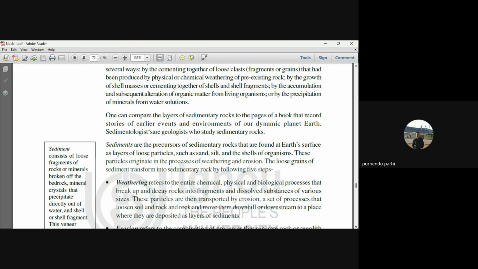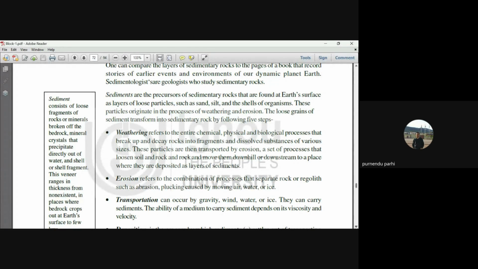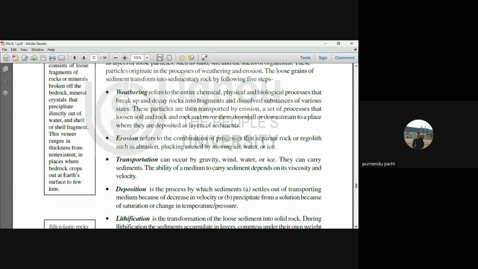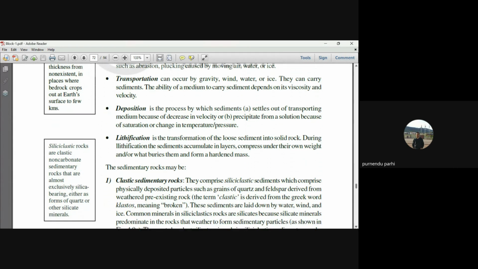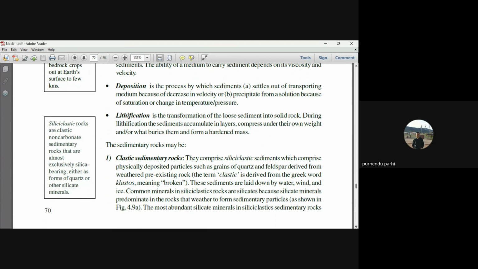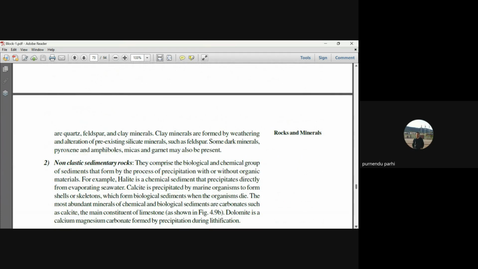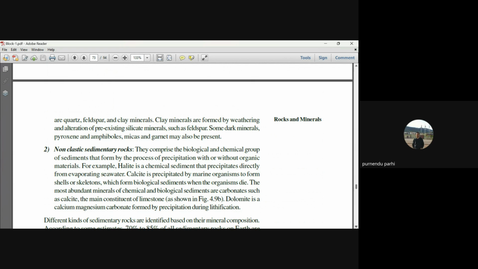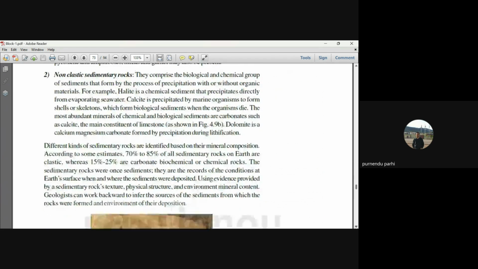minerals from the solution. The loose grains of the sediment transform into sedimentary rock by the following five steps, that is, weathering, then erosion, then transportation, then deposition, then lithification. The sedimentary rock may be clastic sedimentary rock or non-clastic sedimentary rock. They can also be differentiated into clastic and non-clastic sedimentary rocks.